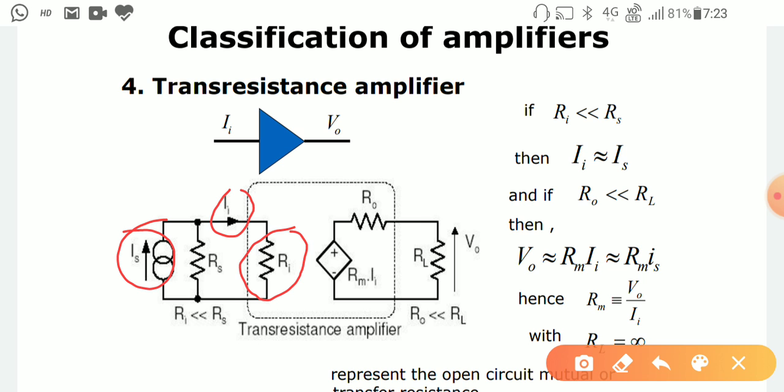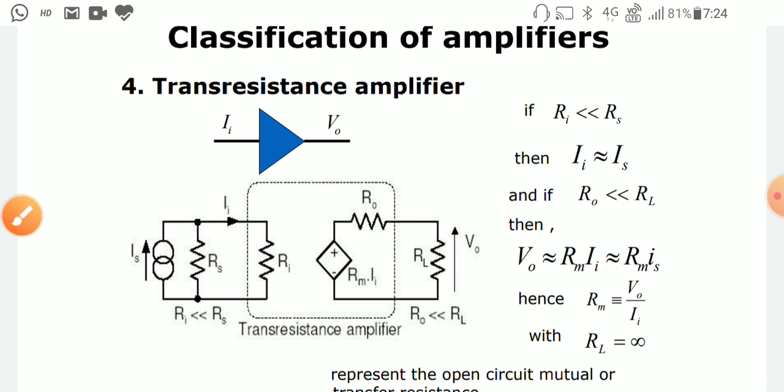So how can it be possible? No current will flow through the Rs, when it will occur, when the Ri is very less than the value of Rs. That means if it is the shortest path, that time what happens, the maximum current will pass through there. So if you consider an analogy, then it will be easy to understand.